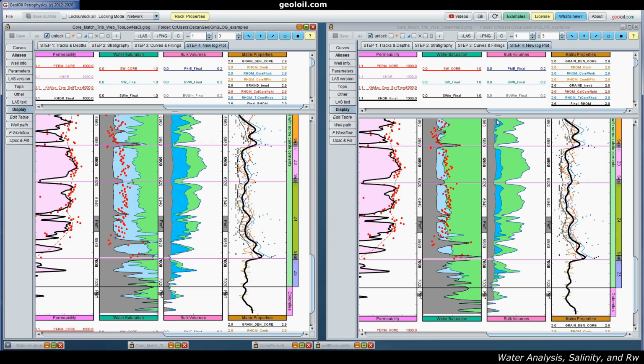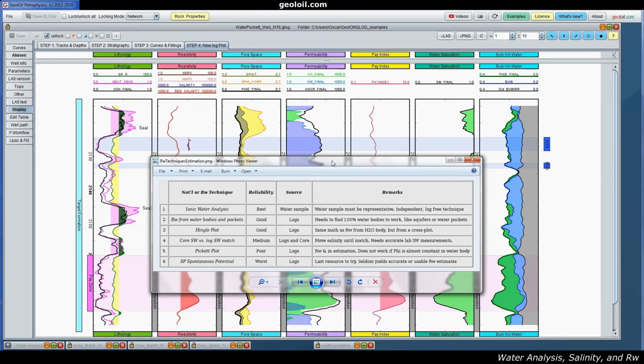using core data. So basically you move the water resistivity until you have a reasonable match between the core water saturation points and your SW curves. So we have discussed in this video so far how we can estimate the water salinity from ionic water analysis. We also saw how to estimate water salinity from core water saturation compared to log water saturation.